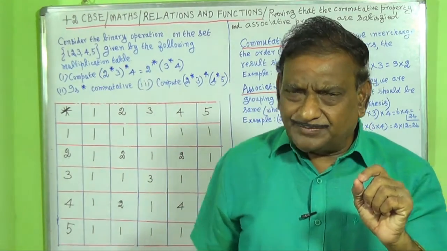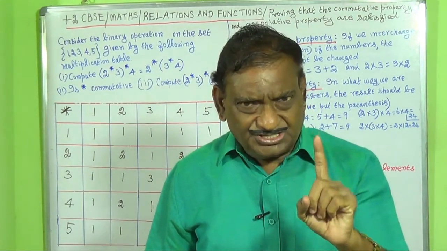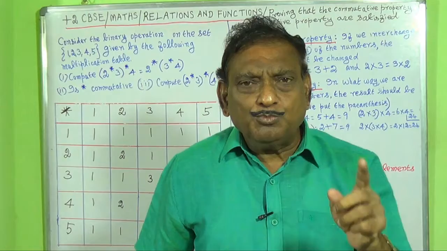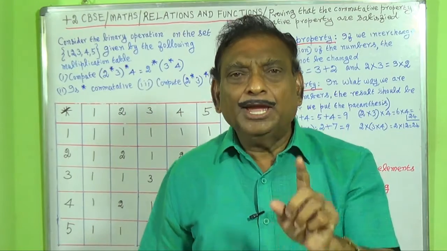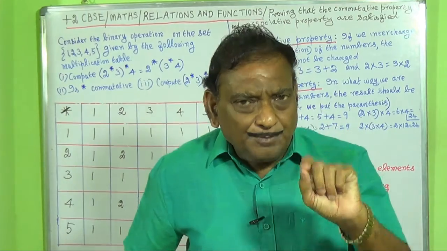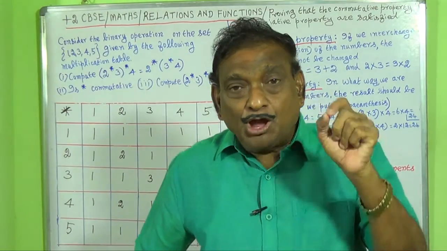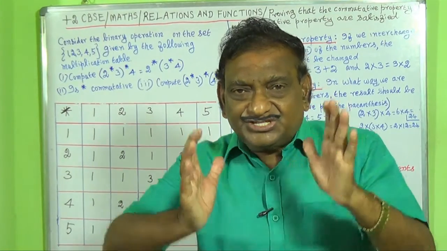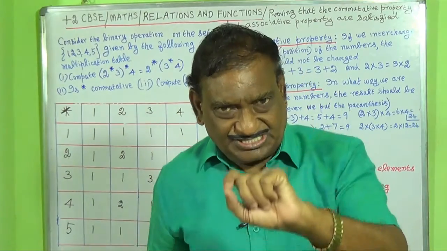In this chapter, we are studying four topics, that is types of relations, types of functions, composition of functions and invertible functions, and binary operation. In this sum, we are applying the binary operation. What is a binary operation? In the case of a binary operation, a set is given. In the set, there will be some elements.